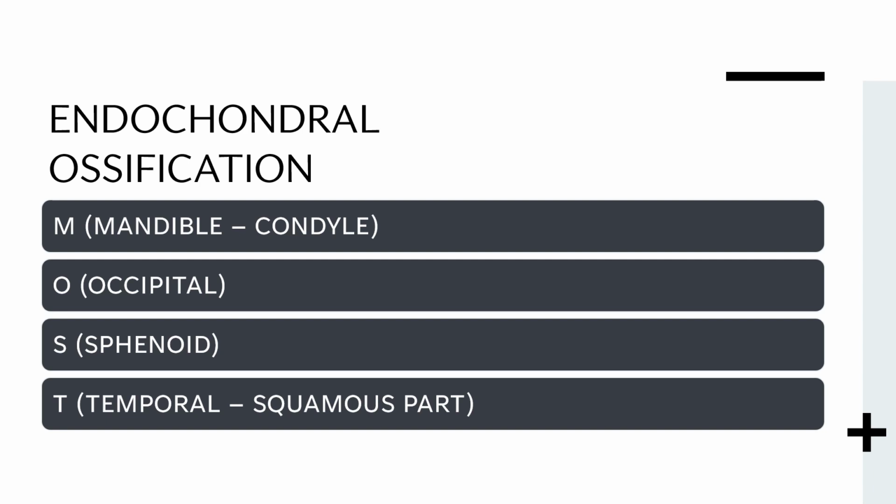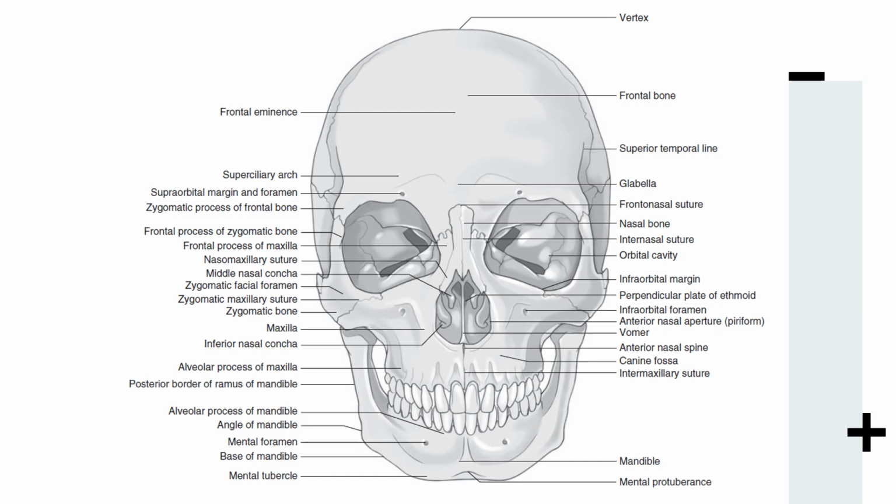Then the formation of the bone, which all undergo endochondral ossification and which all undergo intramembranous ossification. So the majority of the bones undergo intramembranous ossification, whereas these four bones mainly undergo endochondral ossification, which you can remember by the mnemonic MOST: M for mandible, O for occipital bone, S for sphenoid bone, and T for temporal bone.